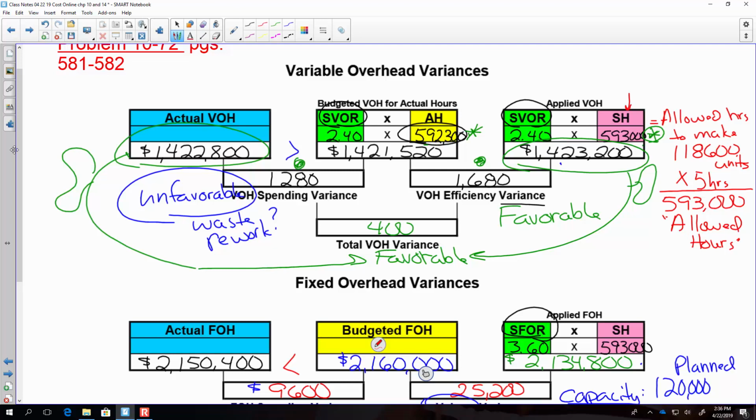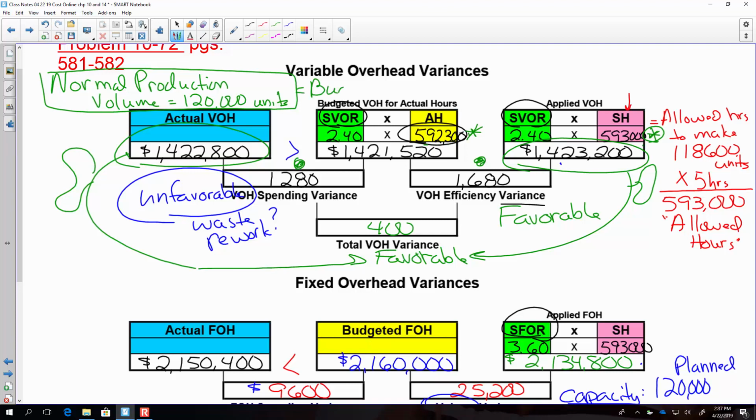The book also talks about the term normal production volume. So I'm just going to put that on here. Normal production volume was 120,000 units. Now, normal production volume is not actual production. There's a huge difference there. Normal production volume is designed for or determines the budget. It's a budget number.